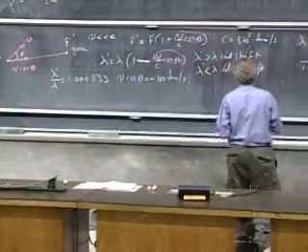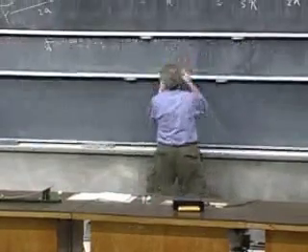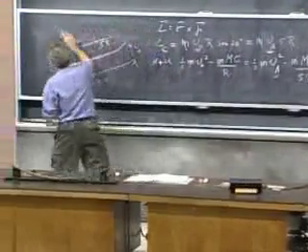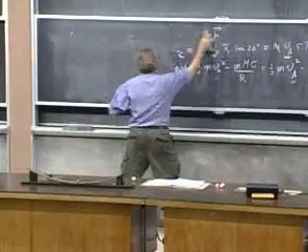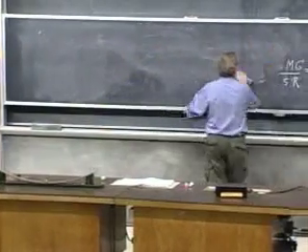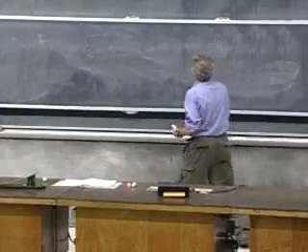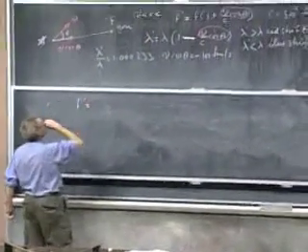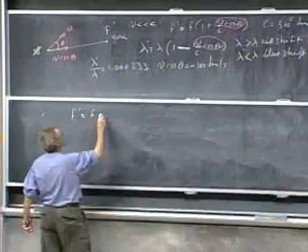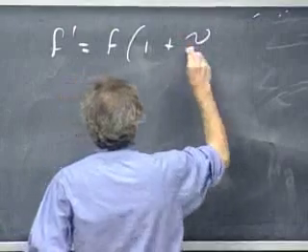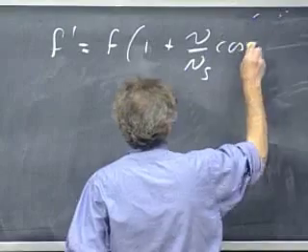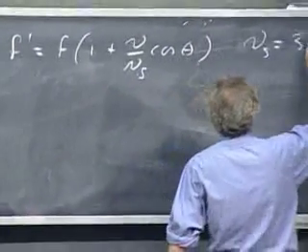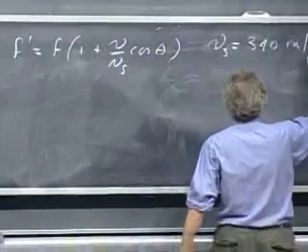If we apply this to sound, then we get a very similar equation. Suppose you sit still and I move a sound source towards you, but you don't move, then you get a similar equation that f prime, that's the frequency that you will hear, equals f times 1 plus v over v sound times the cosine of theta. And the sound speed is about 340 meters per second at room temperature.